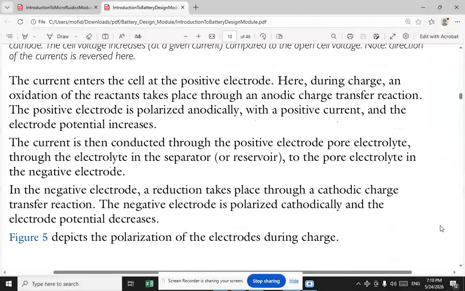The positive electrode is polarized anodically with a positive current and the electrode potential increases. The current is then conducted through the positive electrode, the pore electrolyte, and the electrolyte in the separator or reservoir to the pore electrolyte in the negative electrode. In the negative electrode, a reduction takes place through the cathodic charge transfer reaction. The negative electrode is polarized cathodically and the electrode potential decreases.